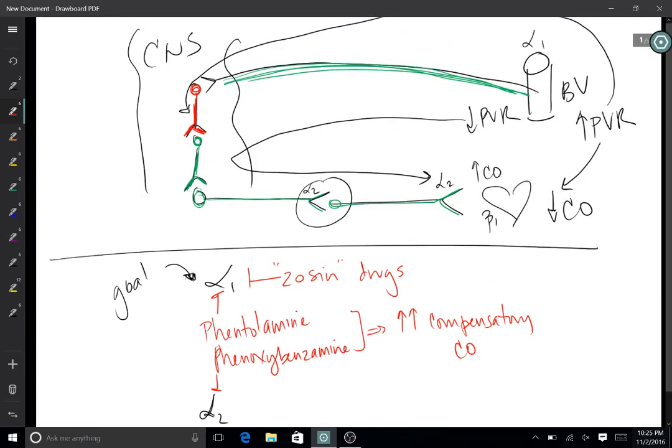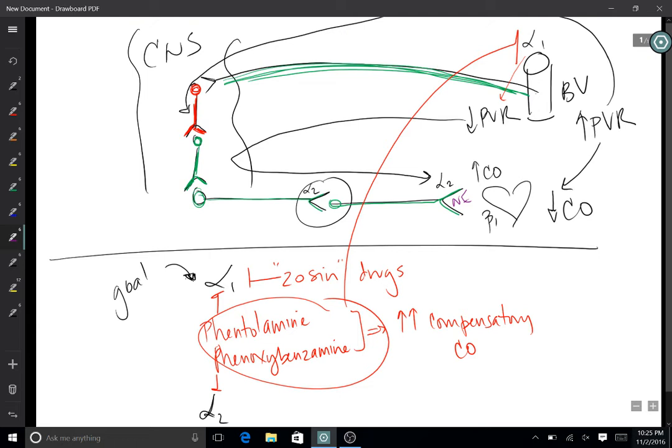Let's go back to this picture up top. If I am using one of these drugs, so I'm going to pick one of these guys and I'm going to block alpha 1. If I'm blocking alpha 1, I'm decreasing PVR and I'm leading to an increase in cardiac output, right? So more norepinephrine gets released when this happens, right? So blocking alpha 1, one of the main effects is an increase in norepinephrine at the heart level because of the baroreceptor.